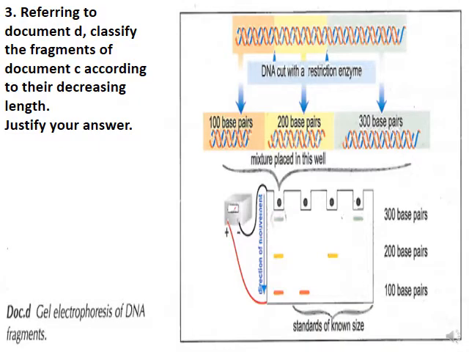Referring to document D, classify. This is document D showing the gel electrophoresis. Classify the fragments of the DNA of document C according to their decreasing length order. Justify your answer. As you see here, band C is closer to the negative pole than band A, than band B. So here you have to know that DNA represented by band C migrates less than the one represented by band A, and less than that represented by band B.